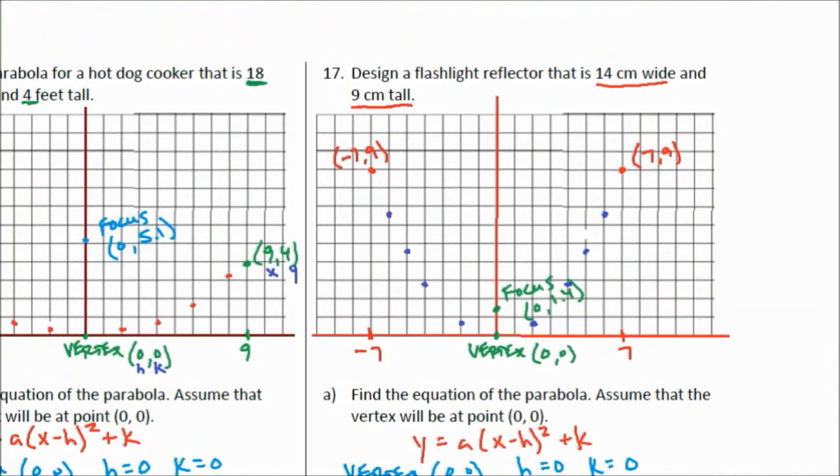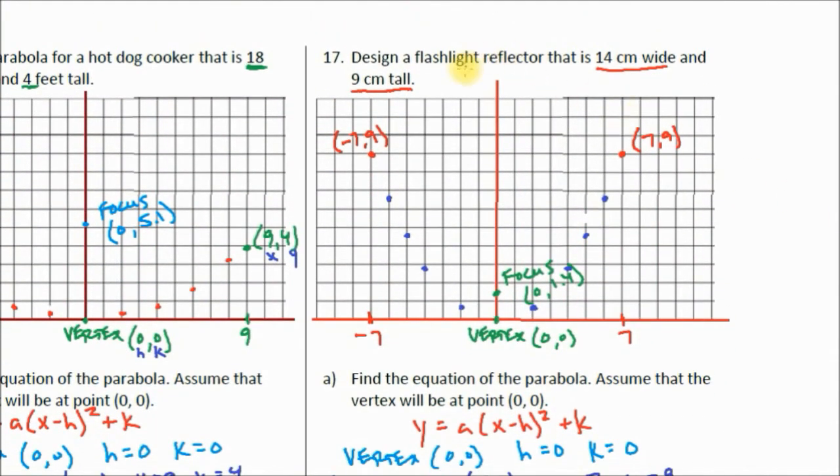Alright, we have just created a flashlight reflector with these specifications. It is 14 centimeters wide, it is 9 centimeters tall, and we know exactly where the focus of this parabola is. That's question number 17.